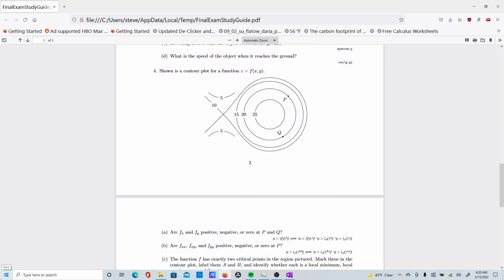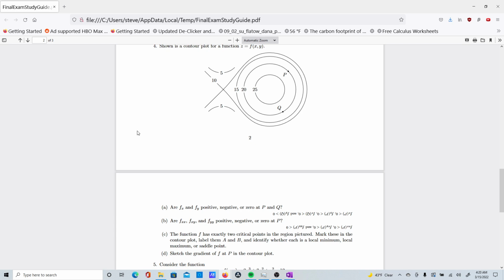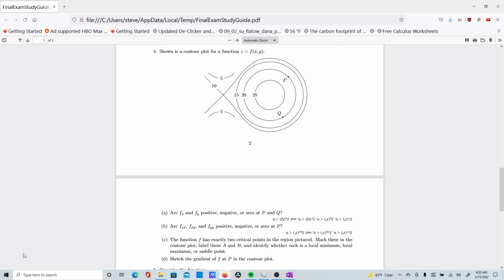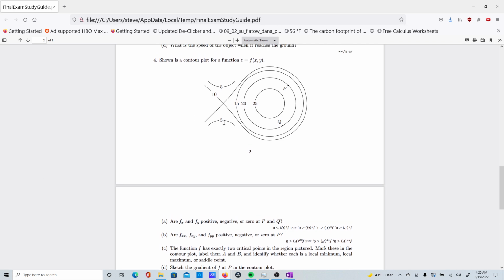Okay, so the next one looks like this weird contour plot. I wish I could just maybe draw it. Okay, no, I can't. So what is it asking you to do? It's asking whether fx and fy are positive, negative, or 0 at p and at q. Well, let's just look at the diagram, right? So what is it at p?